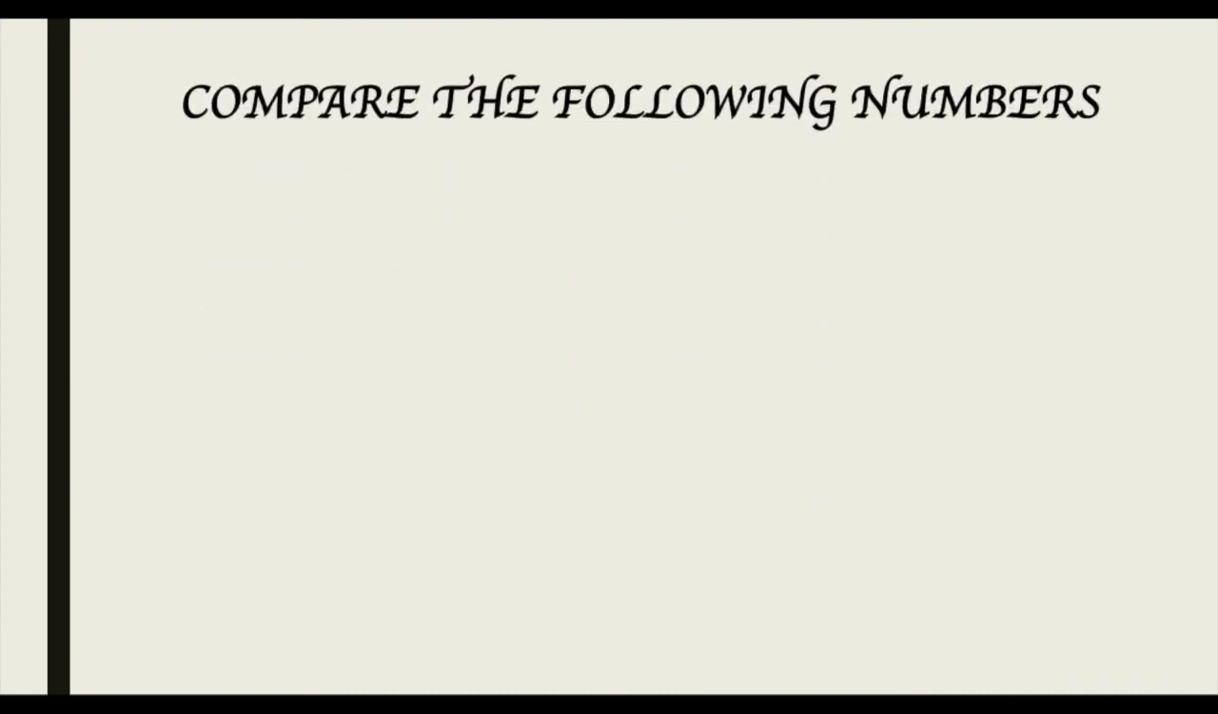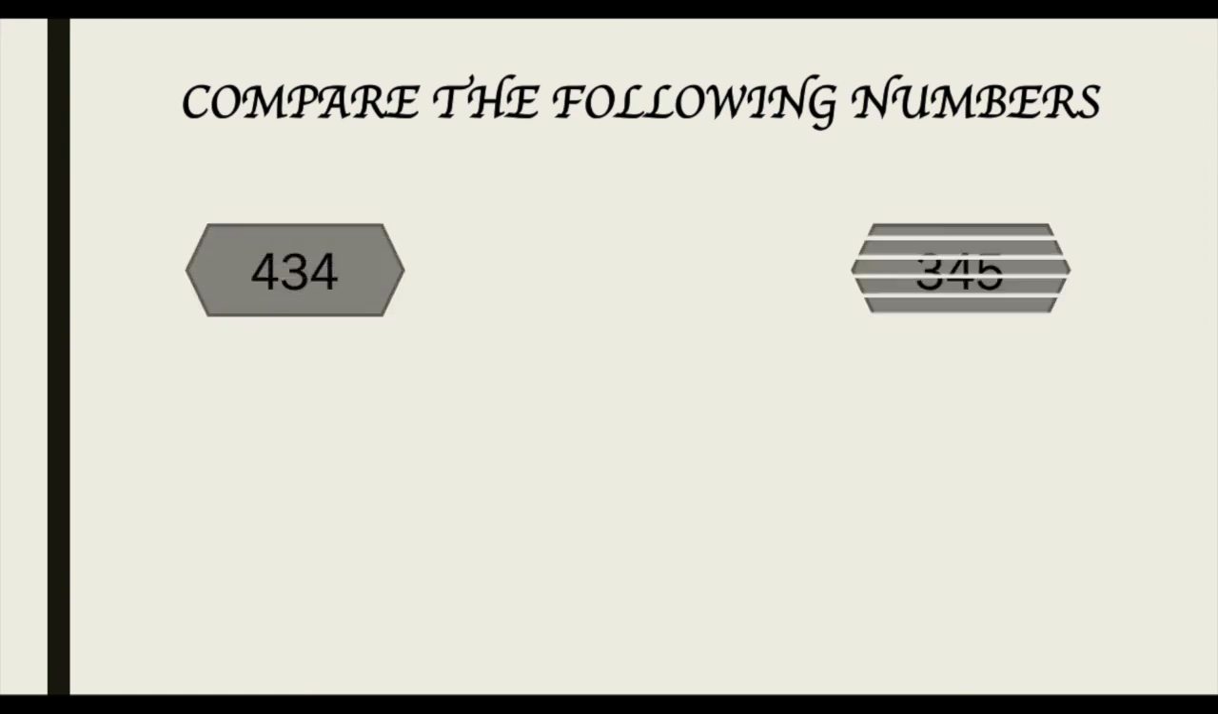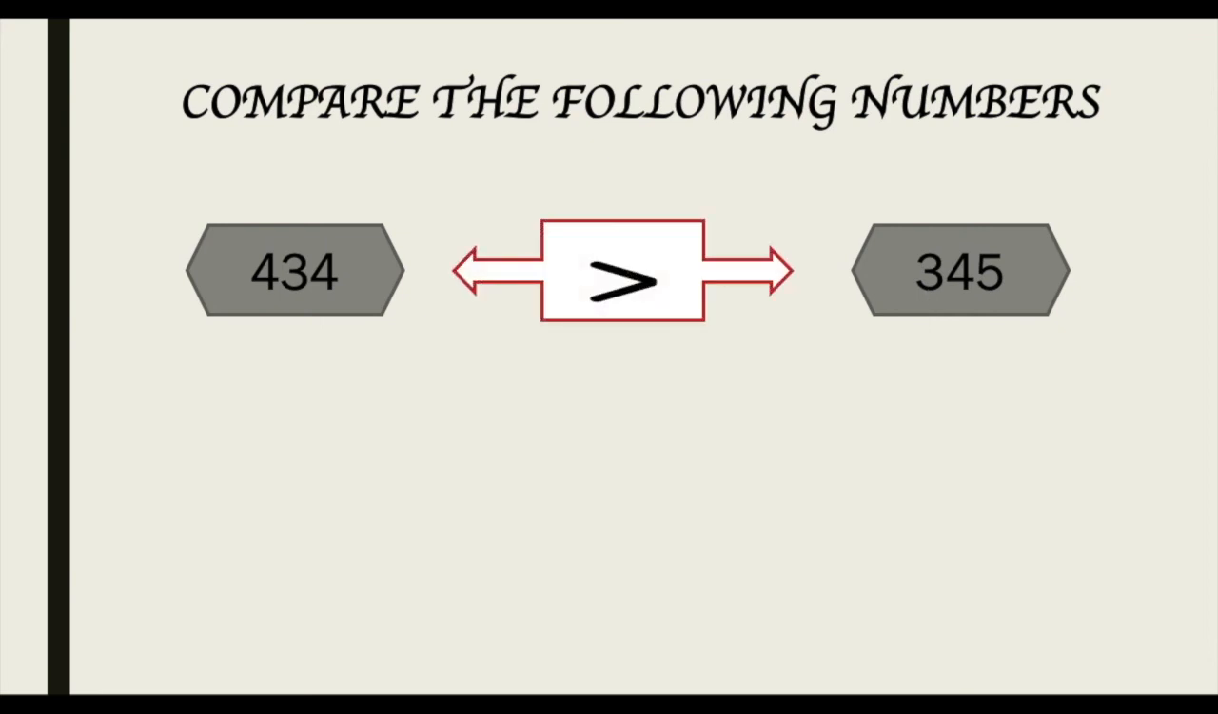The next topic we have is compare the following numbers. Here you have to compare the numbers and write the symbols, that is greater than, lesser than and equal to symbol. We have 434 and 345. When you see these two numbers, you have to see the numbers from the hundreds place. Here we have 4 in the hundreds place and here we have 3 in the hundreds place, which obviously makes 434 the greater number. So we have to put 434 is greater than 345. So this is the greater than symbol.